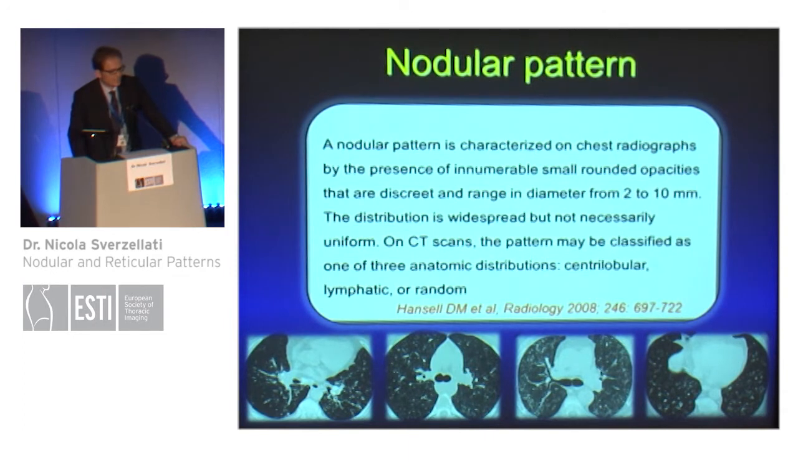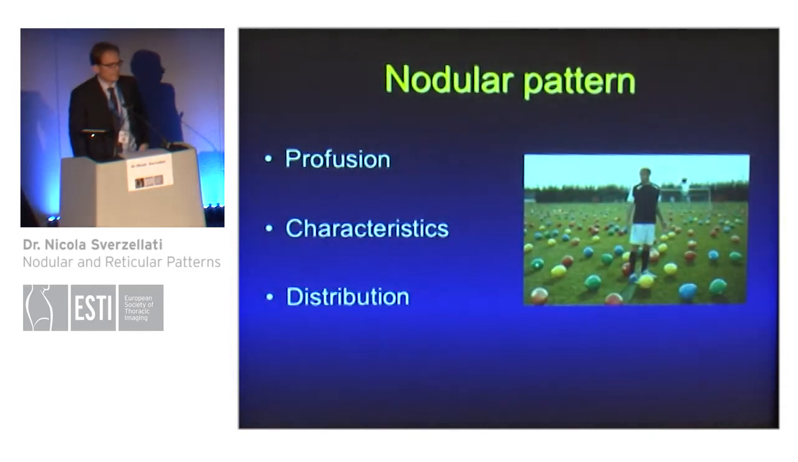We are looking at a nodular pattern when there are too many nodules to count on CT, and these nodules are generally less than 10 millimeters in diameter, and the distribution is widespread but not necessarily uniform. It has been highlighted in the Fleischner glossary that the pattern distribution is very important and must be assessed systematically, and the nodules can be classified as centrilobular, lymphatic, or random.